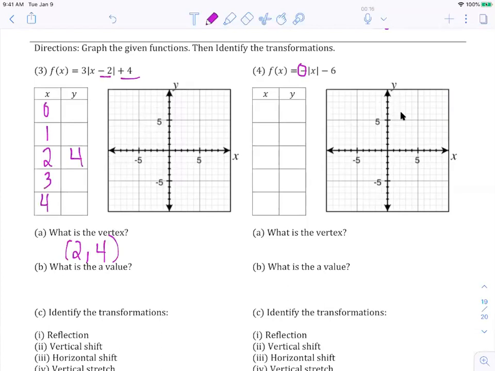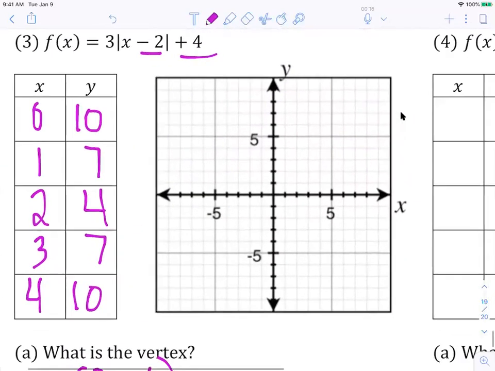And then if you look in your table, we're going to look for the ones that go with that. So at 1, it gives us a value of 7, and at 0, it gives us a value of 10. At 3, it's 7, and at 4, it's 10. And now we can go through and plot our points. So I'm going to go right 0, up 10, right 1, up 7, and then right 2, up 4, right 3, up 7, and then right 4, up 1.